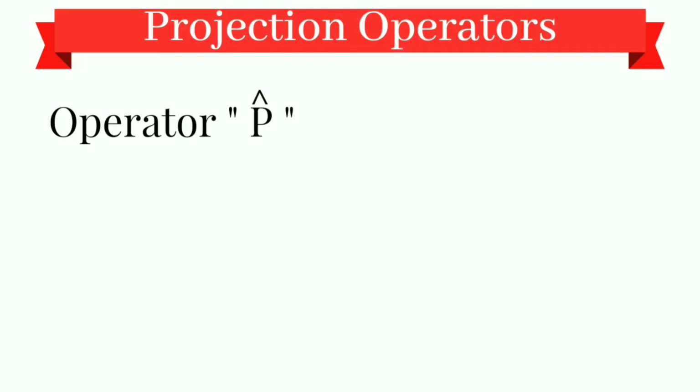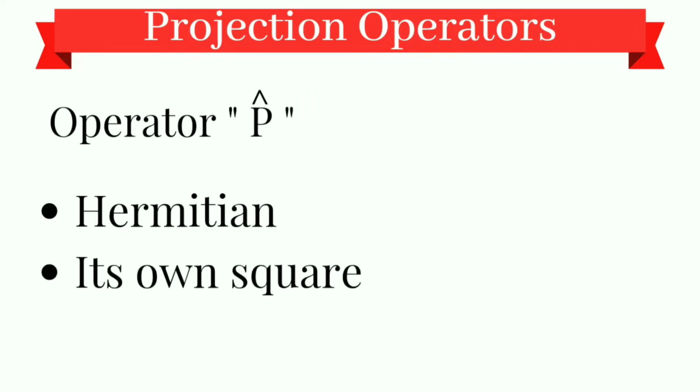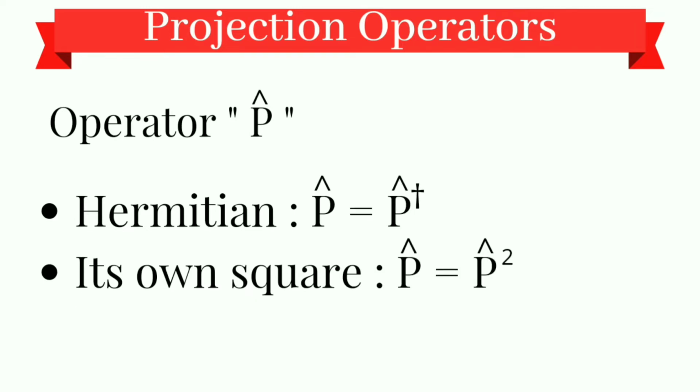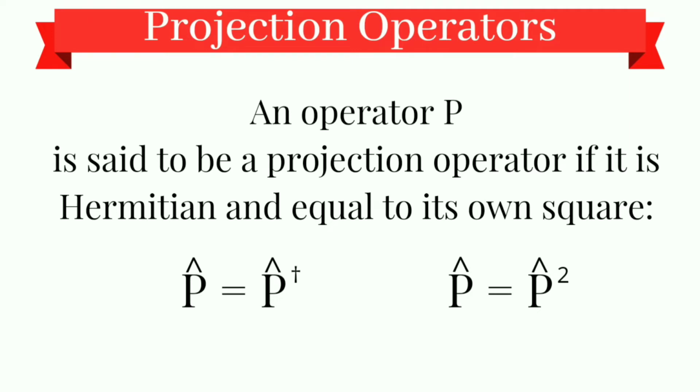Today's topic is projection operators. Let's take an operator P. Then there are only two conditions possible when it is said to be a projection operator. The projection operator P is Hermitian and equals its own square. That is, P equals P dagger and P equals P square. Then that operator P is said to be a projection operator. So these two conditions will make an operator a projection operator.